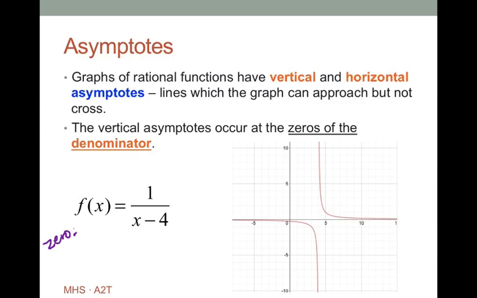So, graphs of rational functions can have vertical and horizontal asymptotes. They're the lines the graph approaches but does not cross. Now, to find the vertical asymptotes, we look for the zeros of the denominator. In this case, 1 over x minus 4, a zero denominator means just take x minus 4, set it equal to 0, and find the value where it's undefined: x is equal to 4, and that is where you're going to have your asymptote. So there's your vertical asymptote in this particular case. Vertical asymptotes come from the zeros of your denominator.